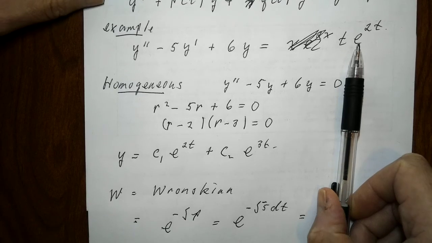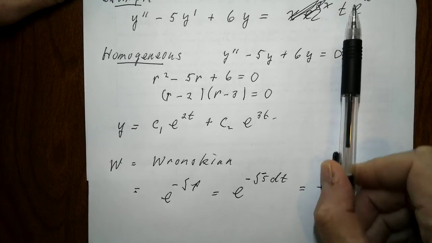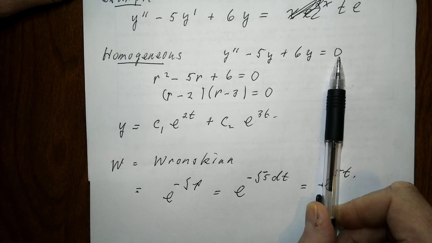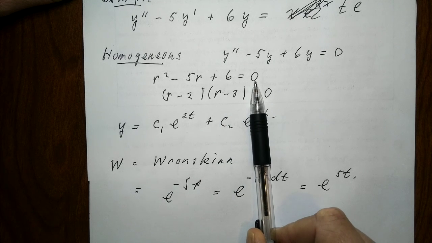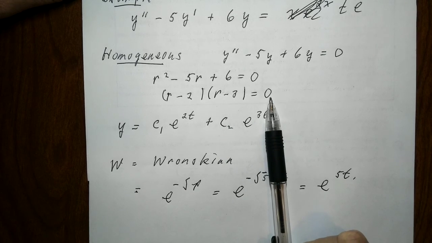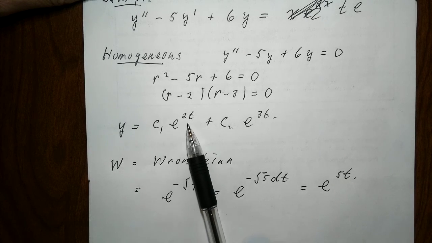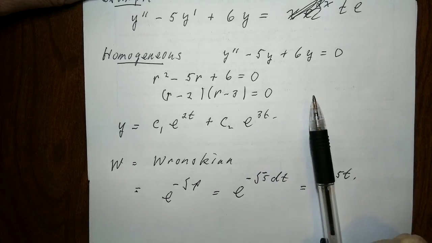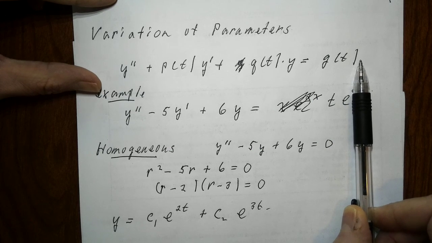Just like we did for the method of undetermined coefficients, we first solve the corresponding homogeneous differential equation. That would be y double prime minus 5y prime plus 6y equals 0. The characteristic polynomial would be r squared minus 5r plus 6. If we set that to 0, it actually factors pretty nicely: r minus 2 times r minus 3 equals 0. So the general solution for the homogeneous differential equation is c1 e to the 2t plus c2 e to the 3t.